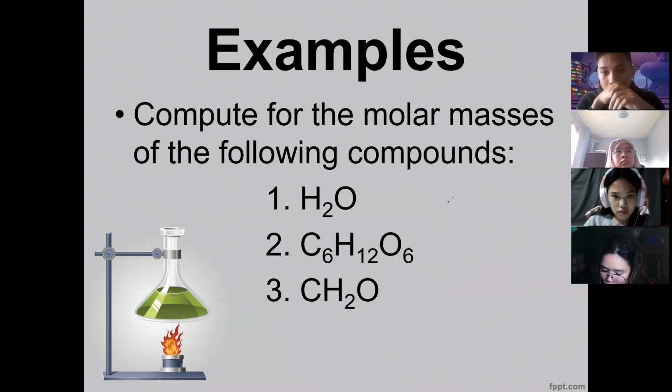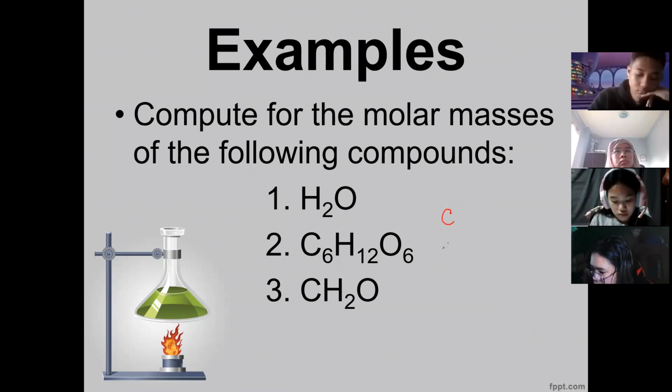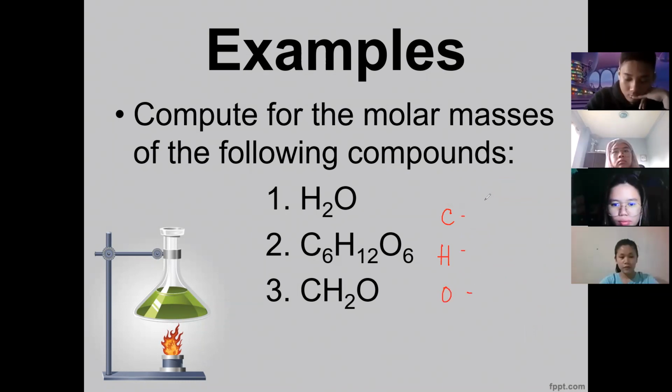Sige, so you have your answers now. Let's compute sa screen para alam nyo kung tama ba yung sinend nyo or hindi. So again, the same thing. We will just list down all the elements present in our compound here, in our glucose, for example, and then identify how many atoms of each element are present. So we have here 6 for carbon, and then 12 for hydrogen, and then 6 for oxygen.